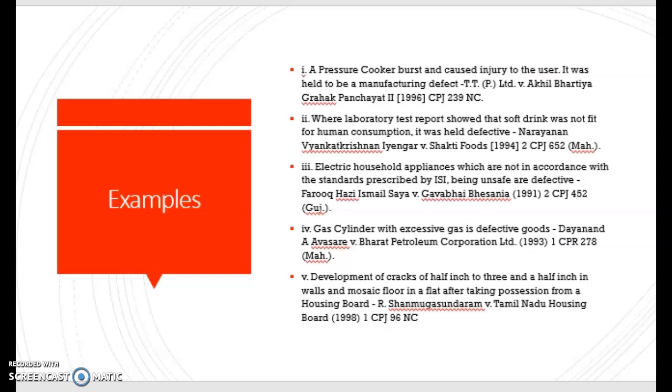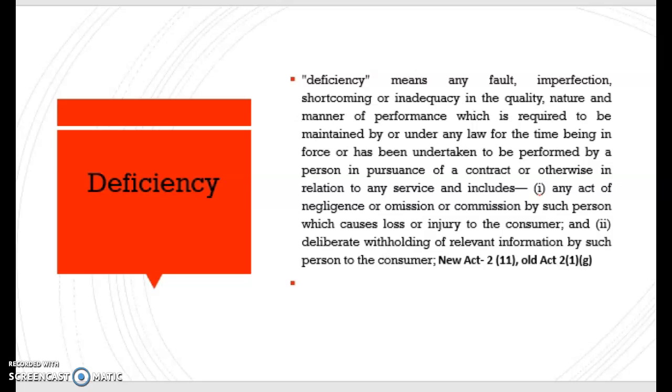For example, electric household appliances which are not in accordance with the standard prescribed by ISI, or a gas cylinder with excessive gas, are defective goods. Similarly, development of cracks of half inch to three and a half inch in a wall are aspects considered within the aspect of deficiency. So as a consumer, we have all the rights to bring an action against the manufacturer to sustain our cases where defects are suffered by the consumer after the goods are purchased. This is one of the rights available to the consumer, and it is essential in order to protect their rights. Now the next question is what we understand by deficiency.